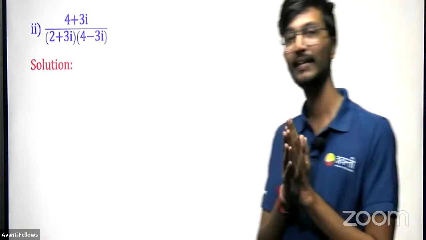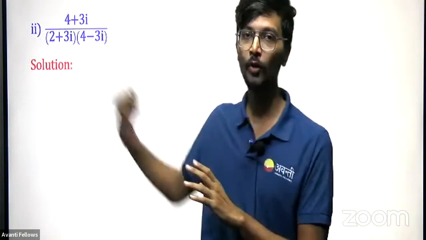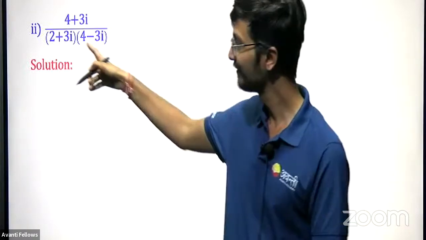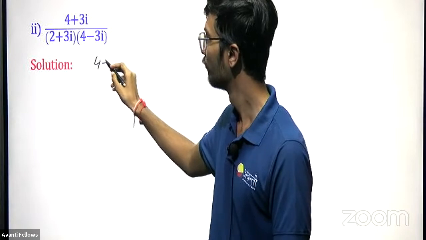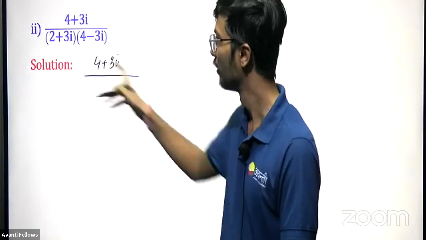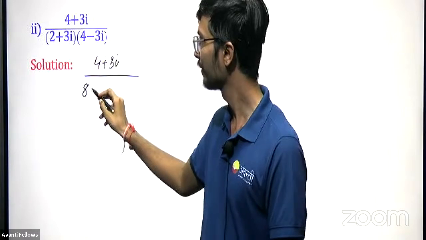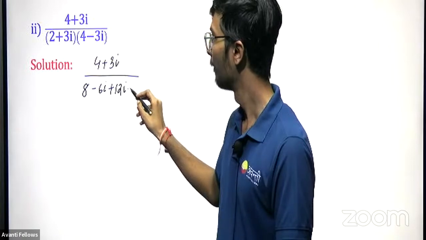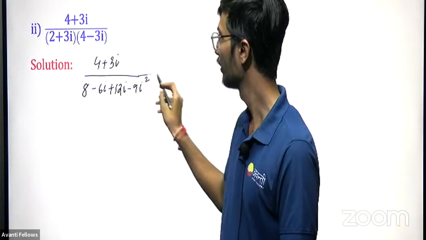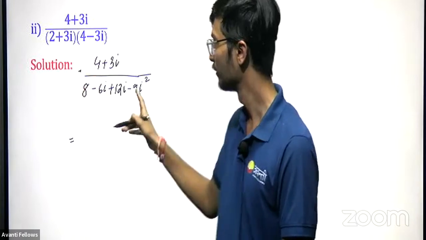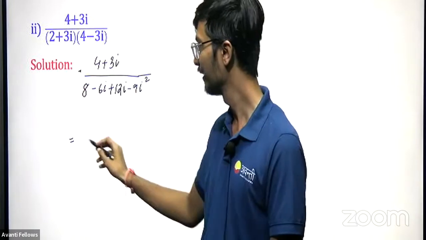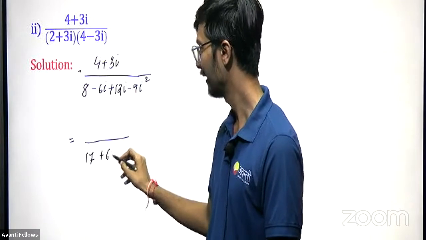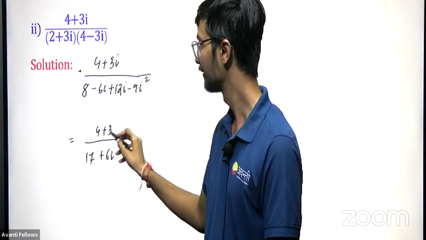Next, same. We have to express it as a plus bi. As we can see, we have a denominator, and if a complex number is getting divided, we rationalize. But before rationalizing, let's simplify the denominator. We'll get 4 plus 3i upon, what will I get? 4 2s are 8 minus 6i plus 12i minus 9i square. What is i square? i square is -1. So it will become plus 9. 9 plus 8, so below we will get 17 plus 6i. In the numerator, 4 plus 3i.